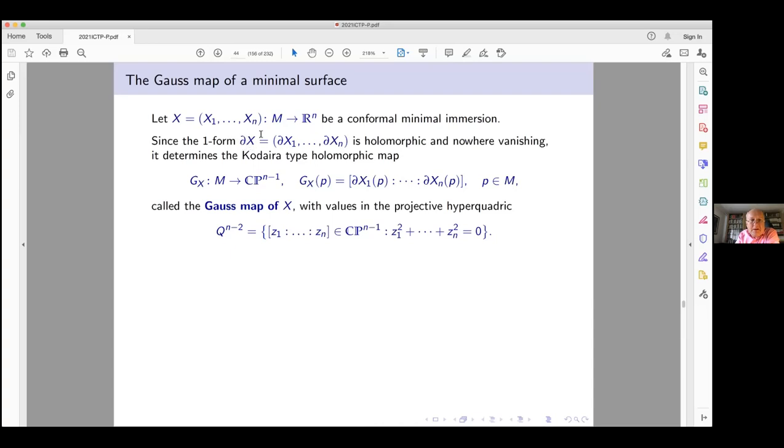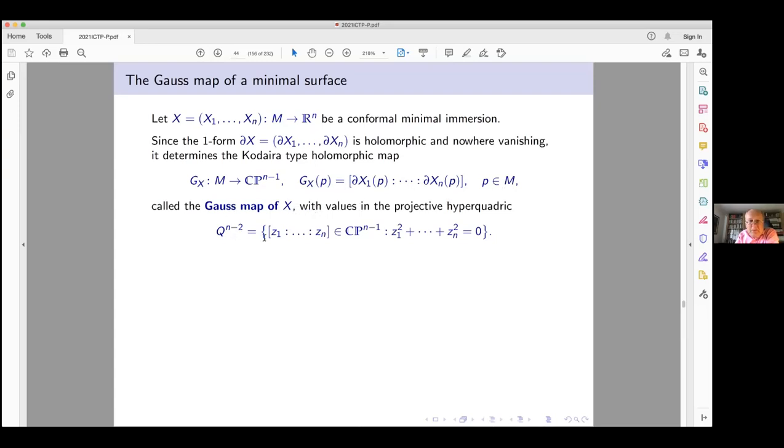Then we look at this holomorphic derivative of it, which is a holomorphic 1-form with n components. And this is nowhere vanishing. So it means these components have no common zeros. So I can look at the corresponding Kodaira type holomorphic map to the projective space, where I simply take projectivization of this map. This is like what you would do in algebraic geometry, right? So you take projectivization of this map.